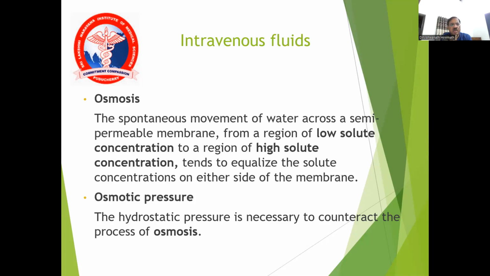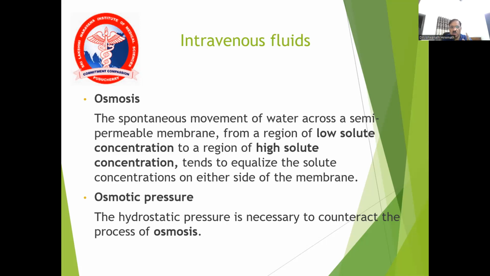So let us try to understand what is osmosis. Osmosis involves the spontaneous movement of water across a semi-permeable membrane from the region of low solute concentration to the region of high solute concentration to equalize the solute concentration on either side of the membrane. Then osmotic pressure. Osmotic pressure involves hydrostatic pressure necessary to counteract the process of osmosis.